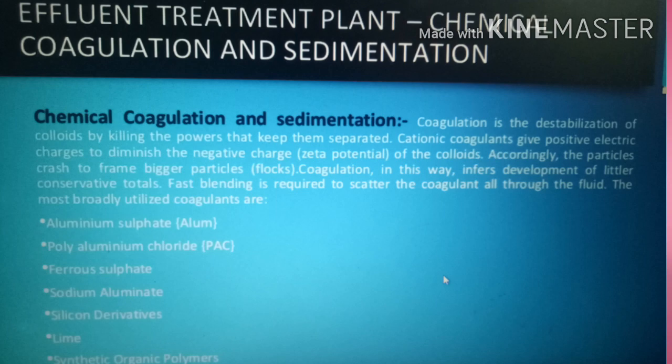The most widely used coagulants are aluminum sulfate, polyaluminum chloride, ferrous sulfate, sodium aluminate, silicon derivatives, lime, and synthetic organic polymers. In the chemical coagulation and sedimentation process, the steps are coagulation, flocculation, sedimentation, filtration, disinfection, fluoridation, and storage. So, chemical coagulation, sedimentation.